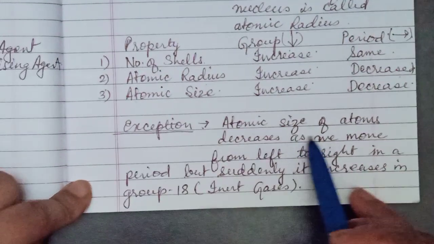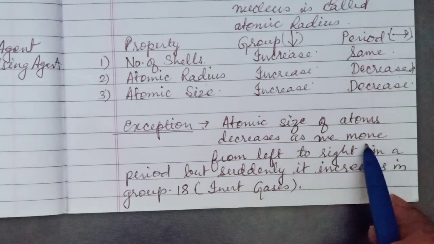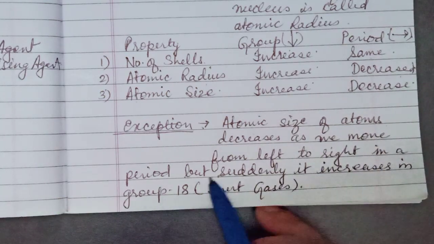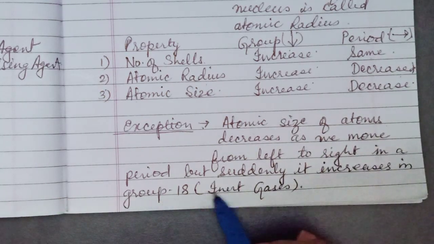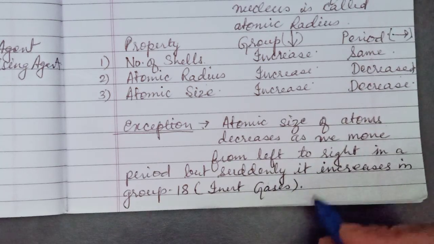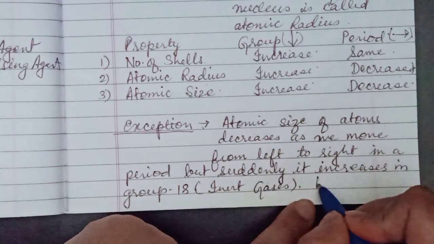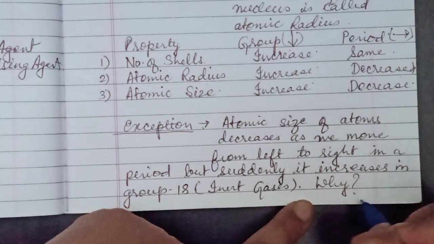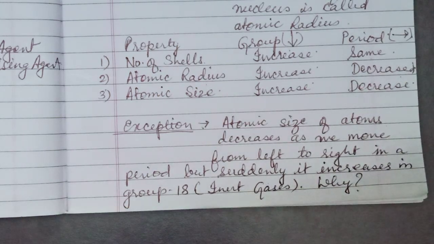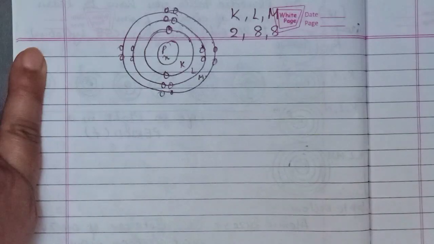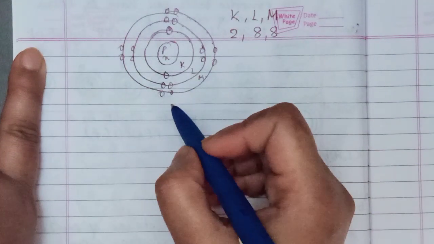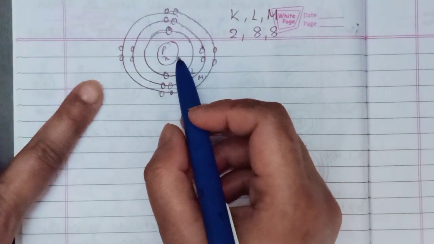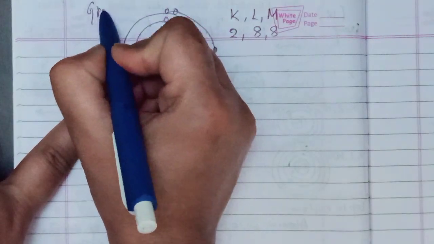The atomic size of an atom decreases as we move from left to right in a period, but suddenly it increases in group number 18. Why does it increase? Can anyone answer me this? Why does it suddenly increase in group number 18?